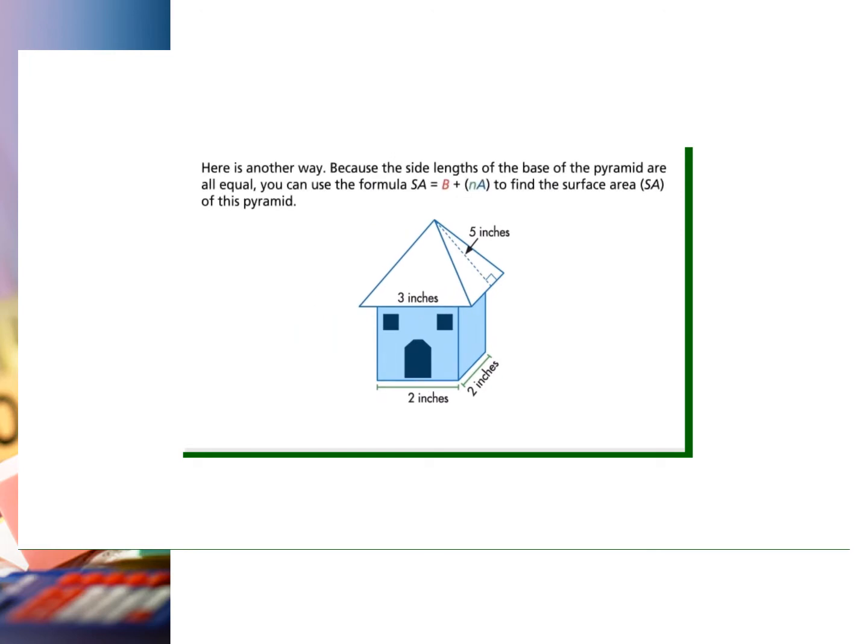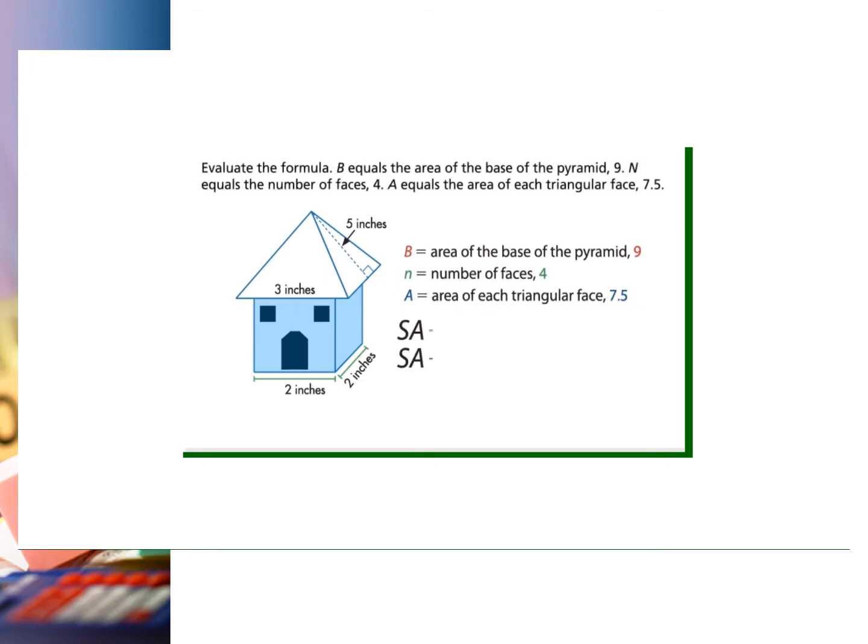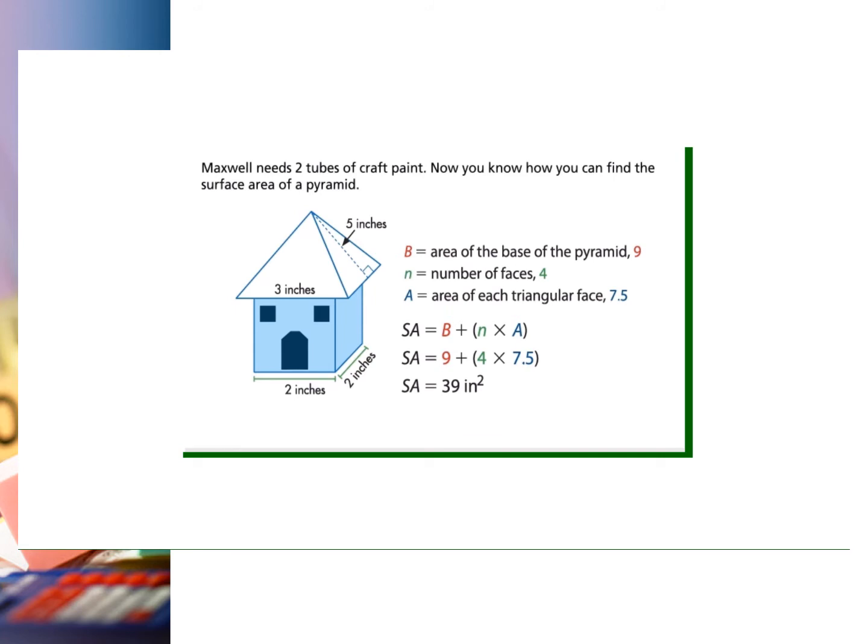Here is another way. Because the side lengths of the base of the pyramid are all equal, you can use the formula SA equals B plus, open parenthesis, N times A, close parenthesis, to find the surface area, SA, of this pyramid. Evaluate the formula. B equals the area of the base of the pyramid, 9. N equals the number of faces, 4. A equals the area of each triangular face, 7 and 5/10. Maxwell needs 2 tubes of craft paint. Now you know how you can find the surface area of a pyramid.